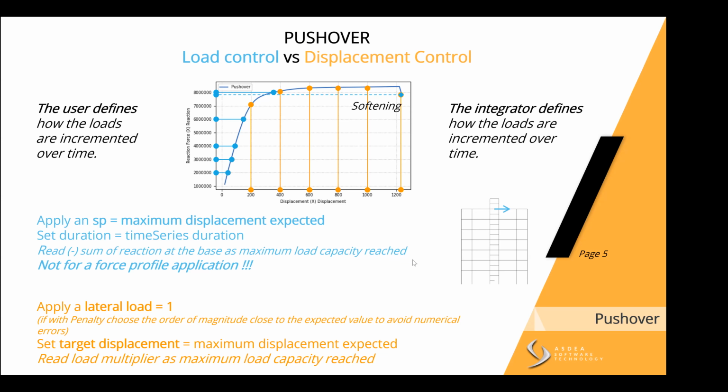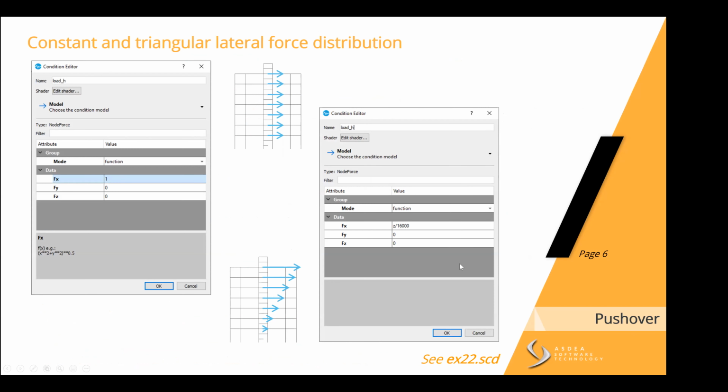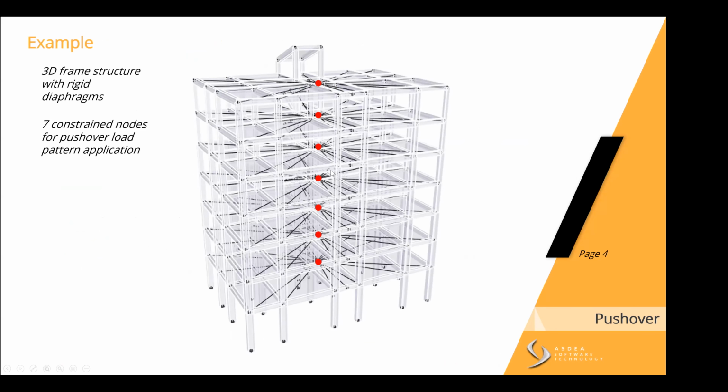So after this premise, I can show you a few types of pattern application that can be done in STKO. What's the easiest thing to do is to apply a constant force distribution in each of the master nodes. Why are we doing this here? I said this at the beginning, but just to repeat, this is a frame structure with rigid diaphragms. And so it makes no sense to apply the force in any other point than the central point. Because of course, this central point will actually dictate the displacement and rotation of all the points on the same plane.